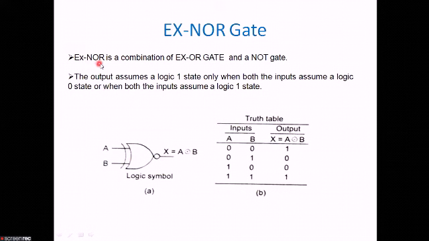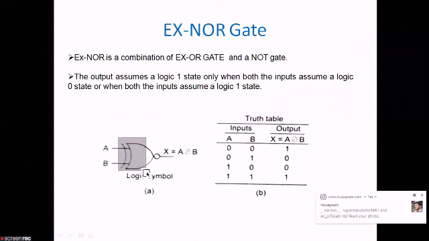Now, XNOR gate is a combination of an XOR gate and a NOT gate. So this one is an XOR gate symbol and there is a bubble here. This bubble represents an inverter or a NOT gate. So XNOR gate is a combination of an XOR gate and a NOT gate.